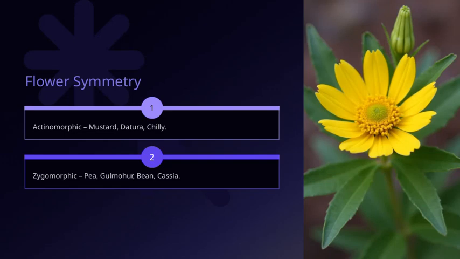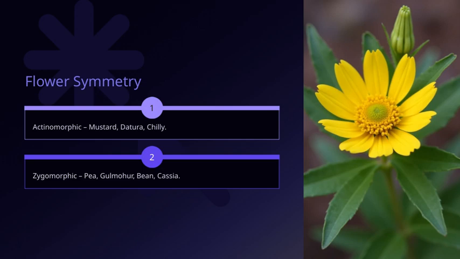All right, let's explore flower symmetry. We have two main types to consider. First, zygomorphic flowers, which are bilaterally symmetrical. Think of flowers like pea, gulmohar, bean, and cassia. These flowers can be divided into two equal halves along a single plane, giving a mirror image on both sides. This kind of symmetry often suggests specialized pollination strategies, attracting specific pollinators.